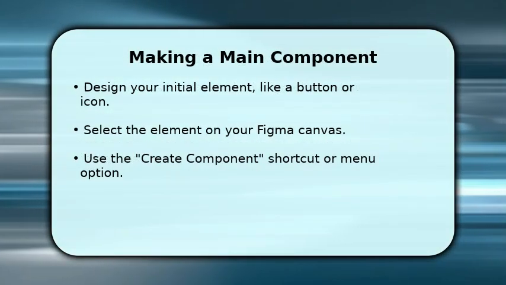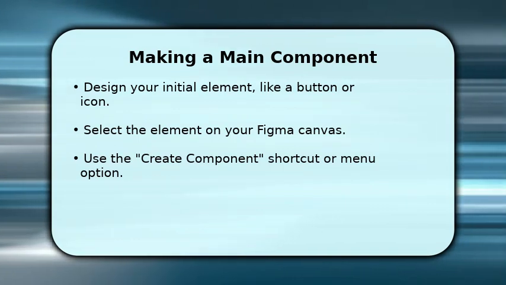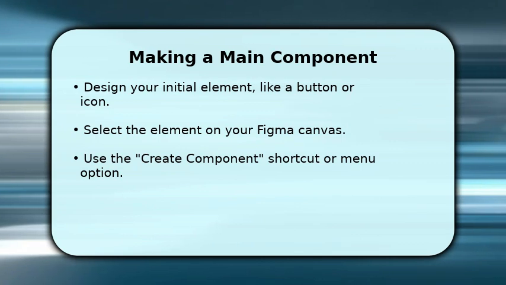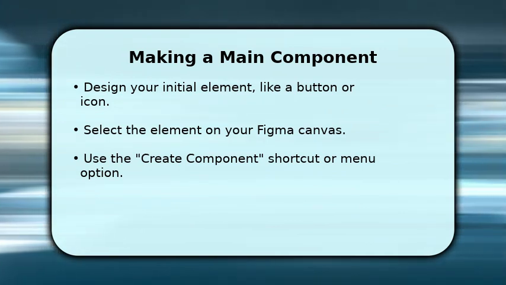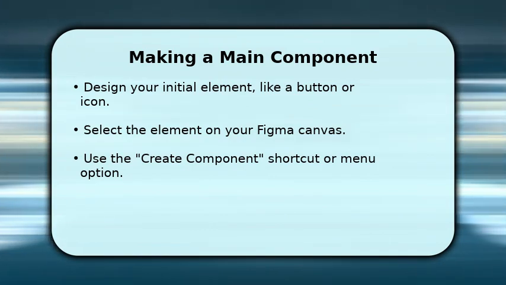To begin, design the element you wish to reuse, such as a button, an icon, or a card. Once your design is complete, select it on your Figma canvas. You can then right-click and choose Create Component from the context menu, or use the keyboard shortcut, which is Command-Option-K on Mac or Control-Alt-K on Windows. This action transforms your selected element into a main component.